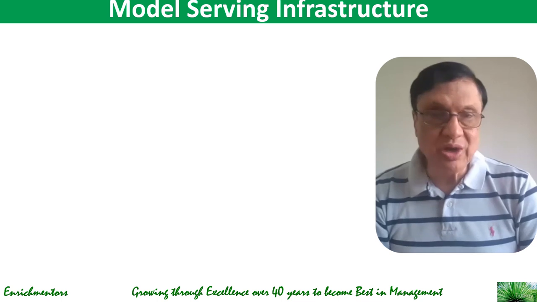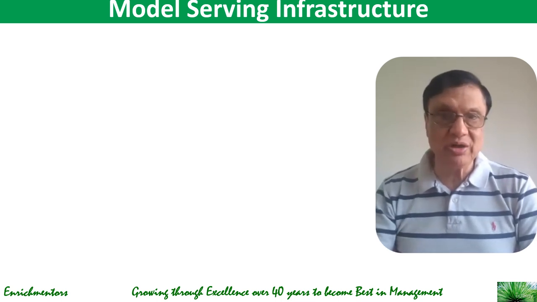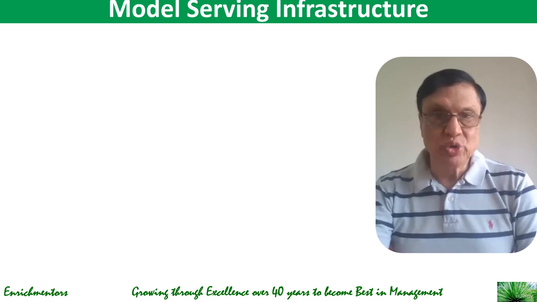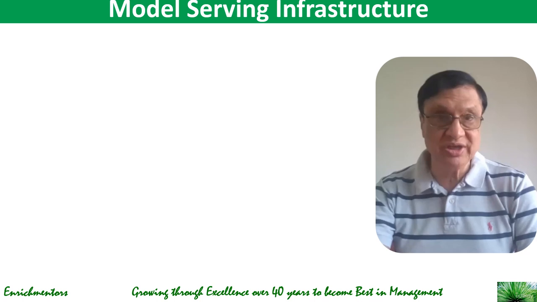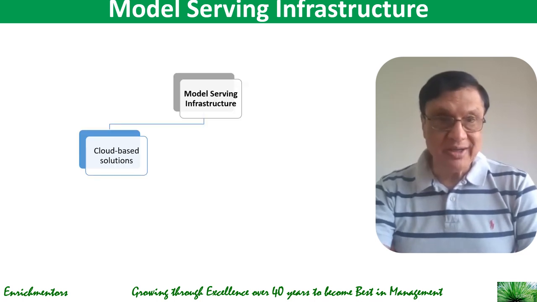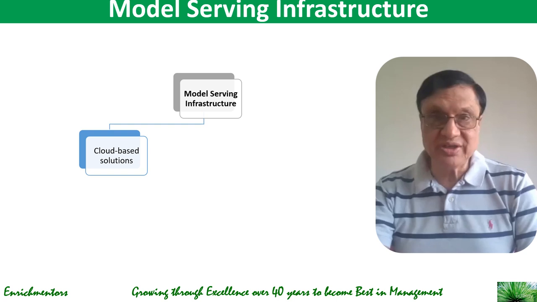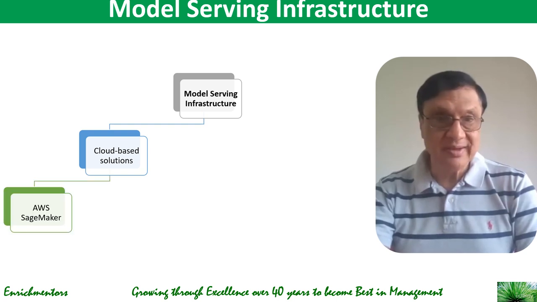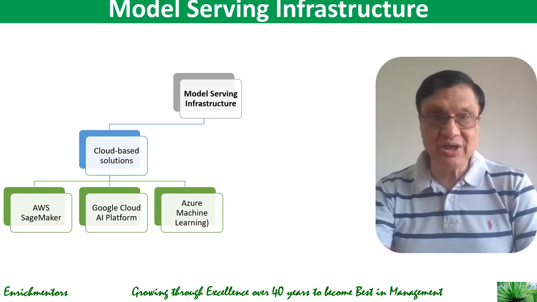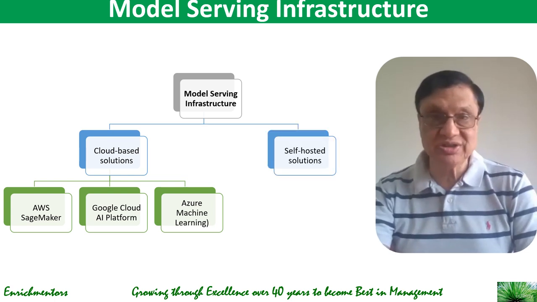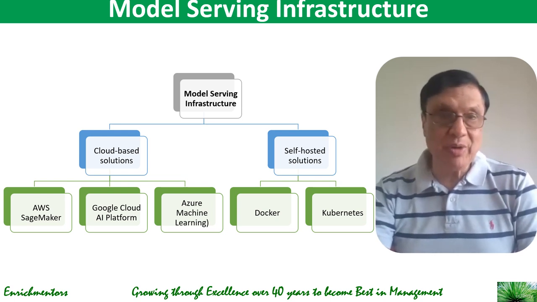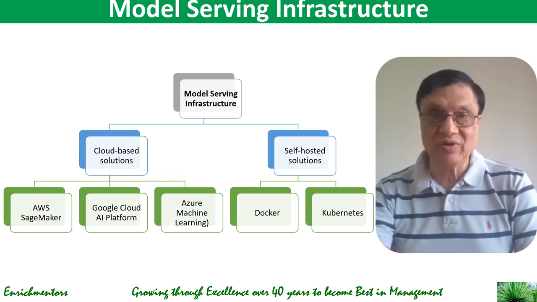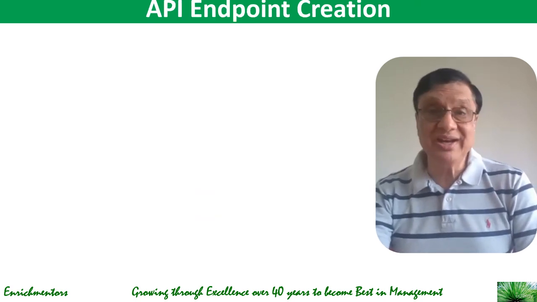The second thing you need to do after model serialization is to set up a model serving infrastructure or platform to host and manage the deployed model, obviously, right? And what you need to do is to choose a suitable deployment model, such as cloud-based solutions, AWS SageMaker, Google Cloud platform, Azure machine learning platform, or self-hosted solutions with the help of Docker and Kubernetes, right? So this is how you can think about setting up a model serving infrastructure and platform for hosting and managing the deployed models.